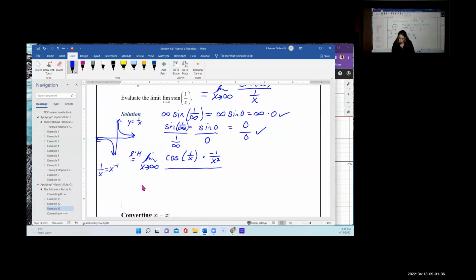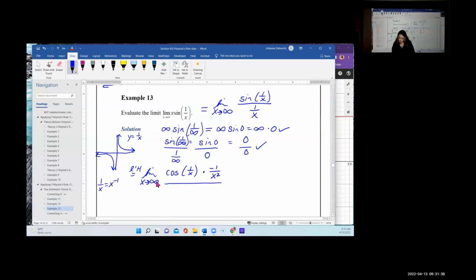And in the denominator, we have 1 over x, but the derivative of 1 over x is negative 1 over x squared. All right, so the derivative of x to the negative 1 is negative x to the negative 2, which is negative 1 over x squared. Okay, so make sure you've got that. What happens with the negative 1 over x squareds? They cancel, right? We've got the same thing.